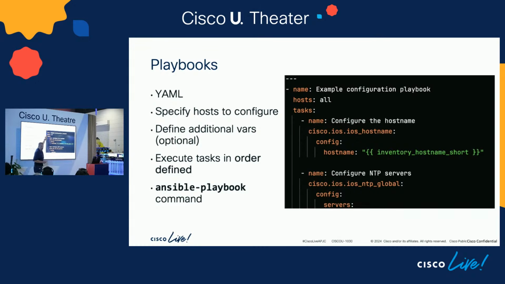We tell it what hosts we want to run on. In this case, host is all. We could say XE host, like that group that we defined, but in this case, I want this to run on every host. And we put this keyword tasks. That's our header. Anything under tasks, this is where our list begins of those tasks to run.